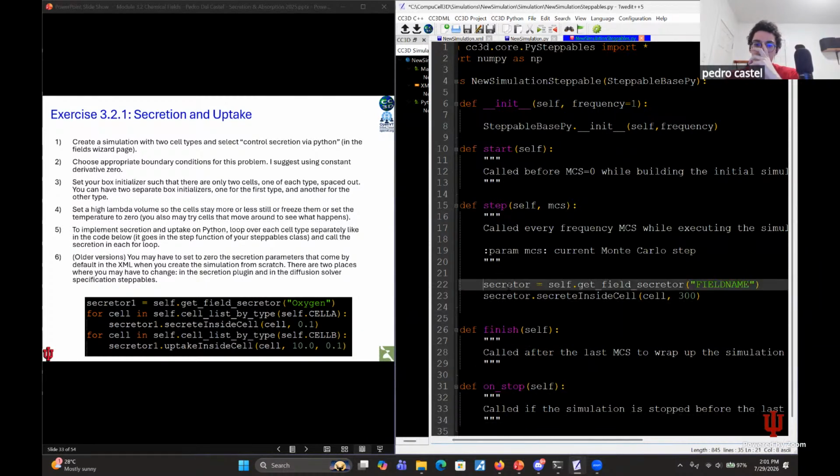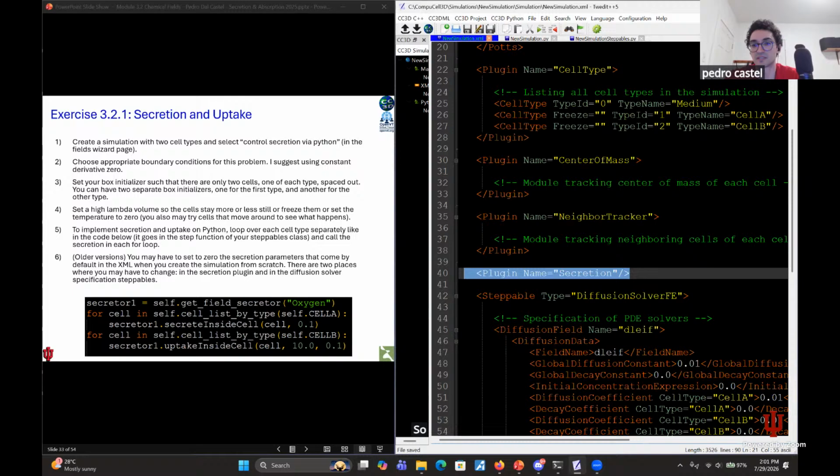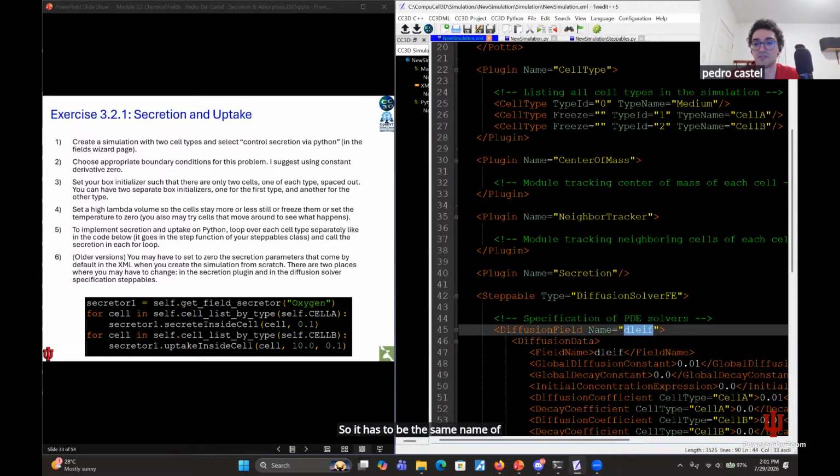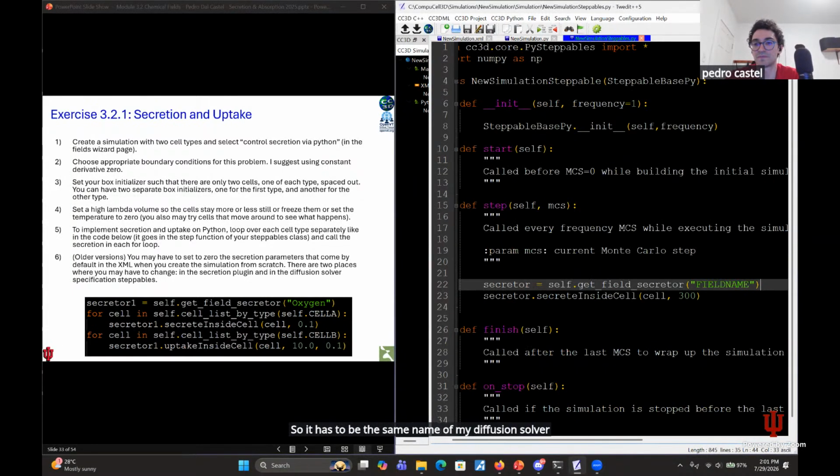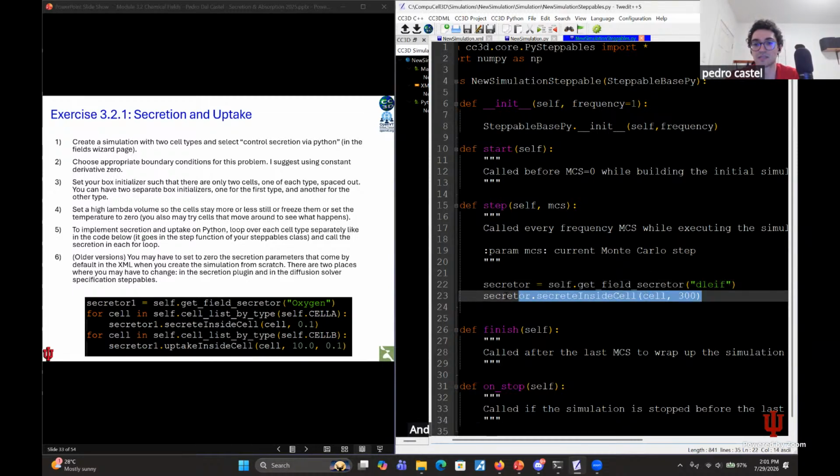The first line of code that I got, secretor equals, and so on. This is the secretor object. I have to give it the field name. So it has to be the same name as my diffusion solver field name. So that goes here, exactly the same name. And the second line tells the cell to secrete it. But I don't have a cell object. If I just run this, it's going to crash because I don't have a cell.